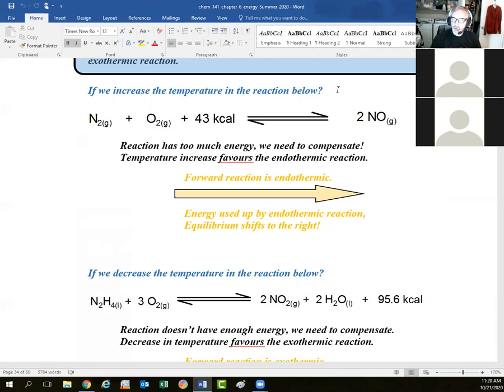More energy goes into an endothermic. So as we look at the equation, we're looking for that energy term, there it is, 43,000 calories of energy. And to consume that energy, we move from left to right. We don't see any energy at the end if we're moving to the right, because it was consumed along with the nitrogen and oxygen. So the forward reaction is the endothermic, and a rise in temperature favors the endothermic, so equilibrium will move to the right.